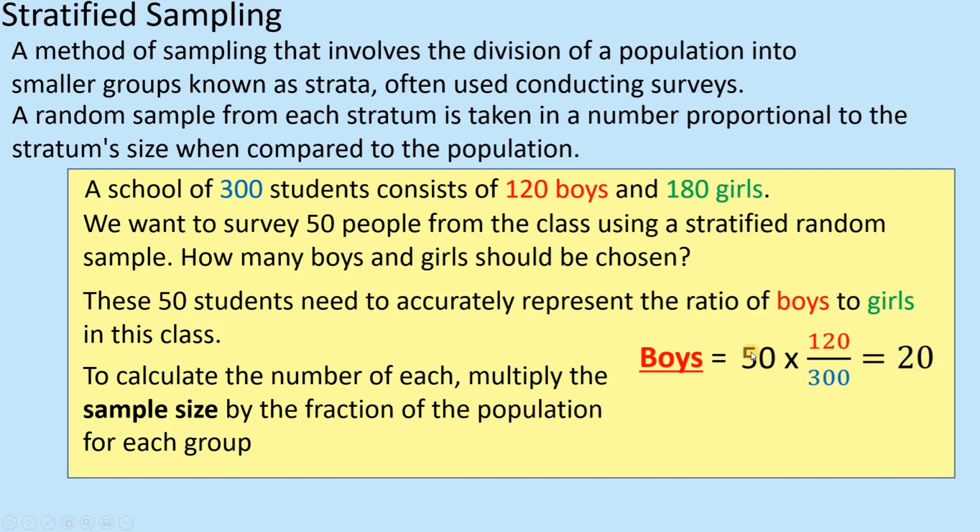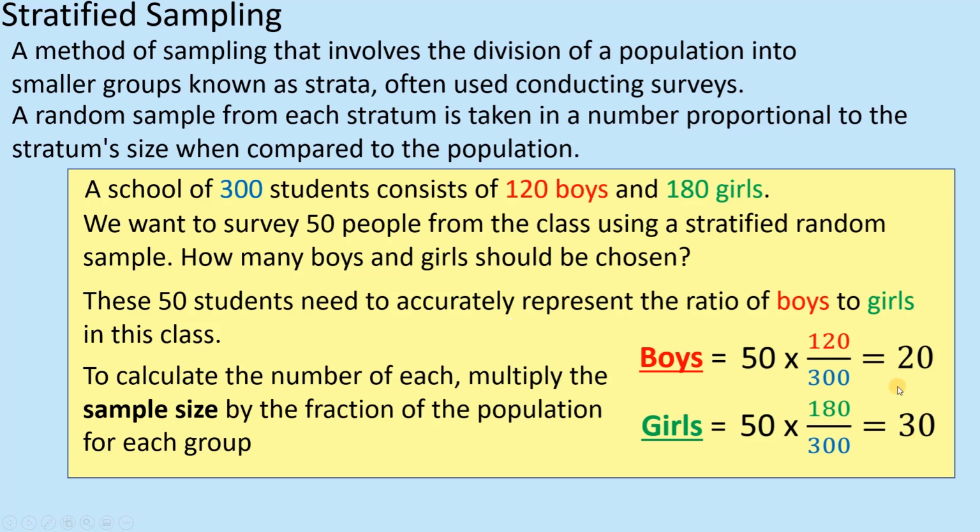So I'll just say that again. I've got 50 divided by 300, that gives me 1/6, and then times it by 120. So basically I want 1/6 of 120. It's going to give me 20, and I'm going to do this in the same way for 1/6 of 180. So 50 divided by 300 and times by 180 gives me 30. So that 20 and 30 obviously gives me 50.